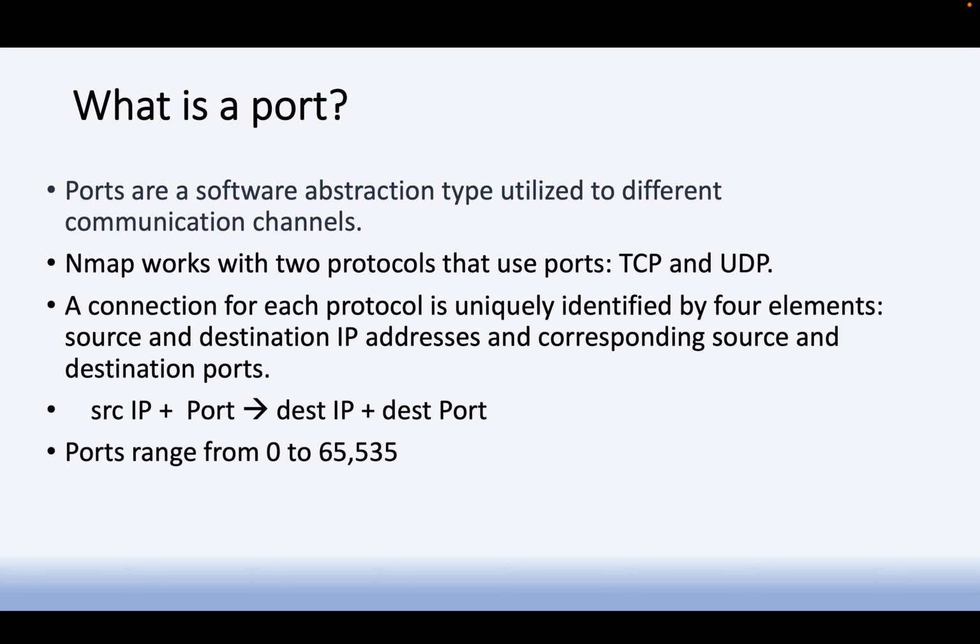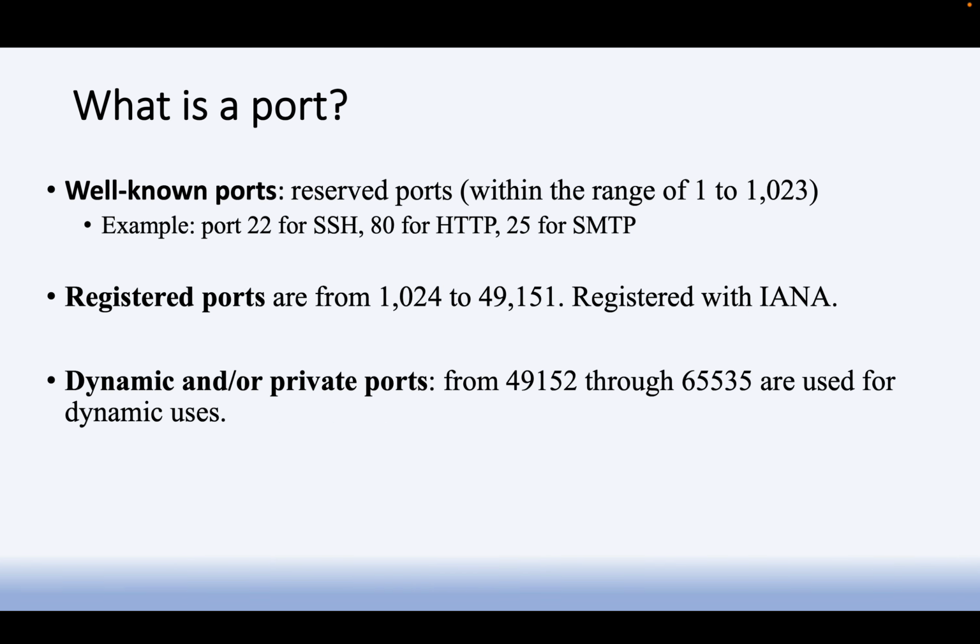Some malicious Trojan backdoors listen on port 0 of a compromised system as a stealthy way to offer illegitimate access without appearing on most port scans. To combat this, Nmap does allow scanning of port 0. Here we have well-known ports, registered ports, and dynamic or private ports. Well-known ports are usually reserved for very specific applications, like port 22 for SSH, port 80 for HTTP, port 25 for SMTP, and there are plenty more examples.